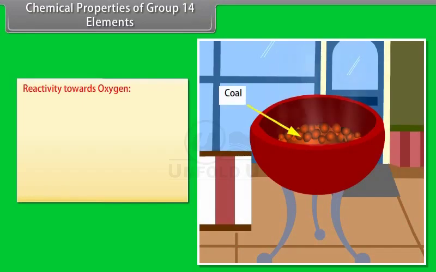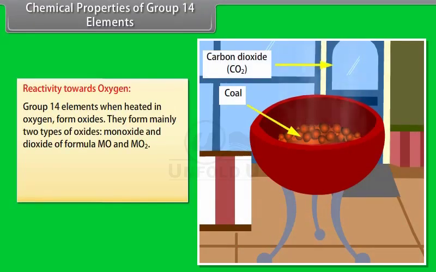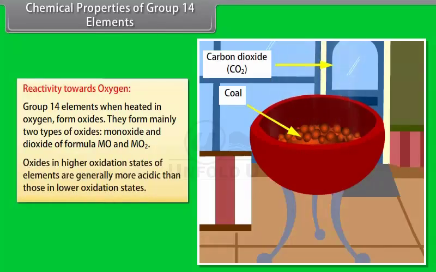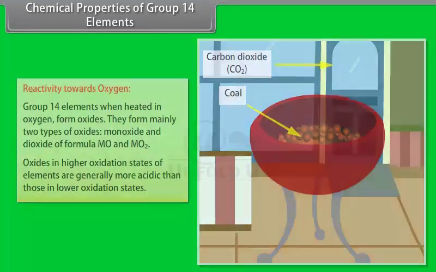Chemical properties of group 14 elements. Reactivity towards oxygen. Group 14 elements, when heated in oxygen, form oxides. They form mainly two types of oxides, monoxide and dioxide, of formula MO and MO2. Oxides in higher oxidation states of elements are generally more acidic than those in lower oxidation states.